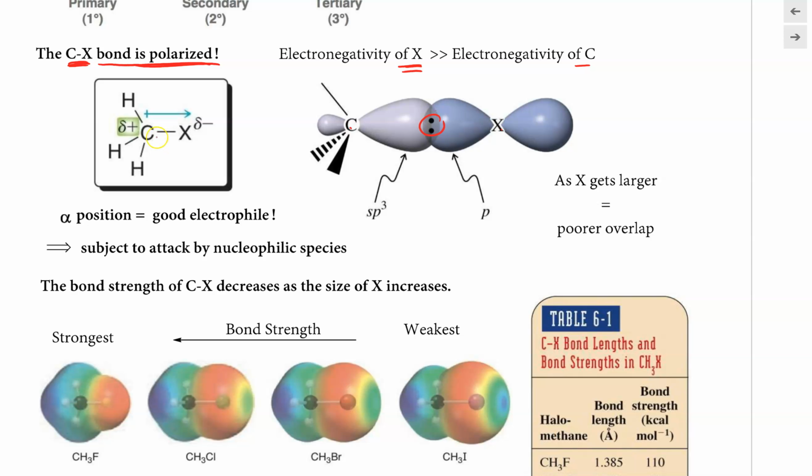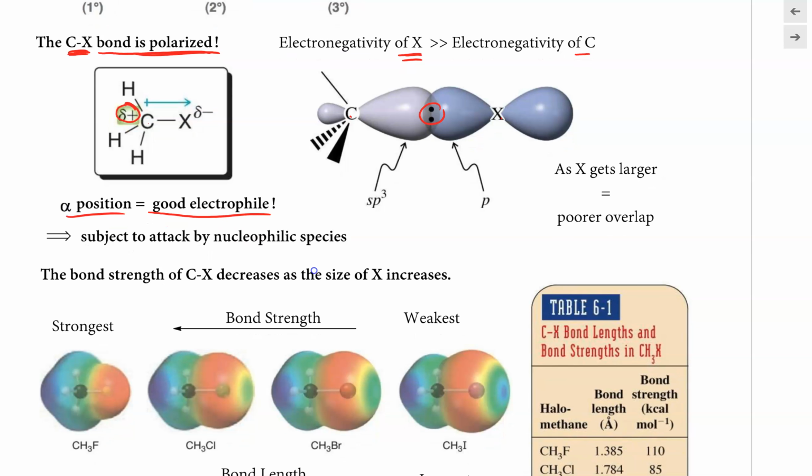Now, knowing and seeing that the C-X bond here is a polarized bond is really important in order to understand the chemical reactivity of haloalkanes. So this alpha carbon right here is partially positive. And this is why it will be a great electrophile. And therefore, it will be subject to attack by a nucleophilic species, or a nucleophile, in chemical reactions.